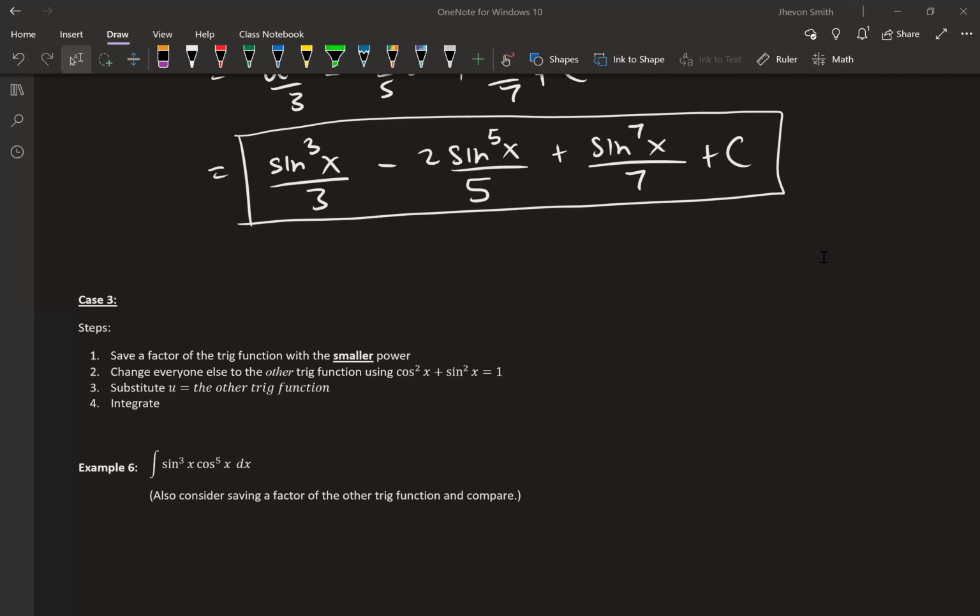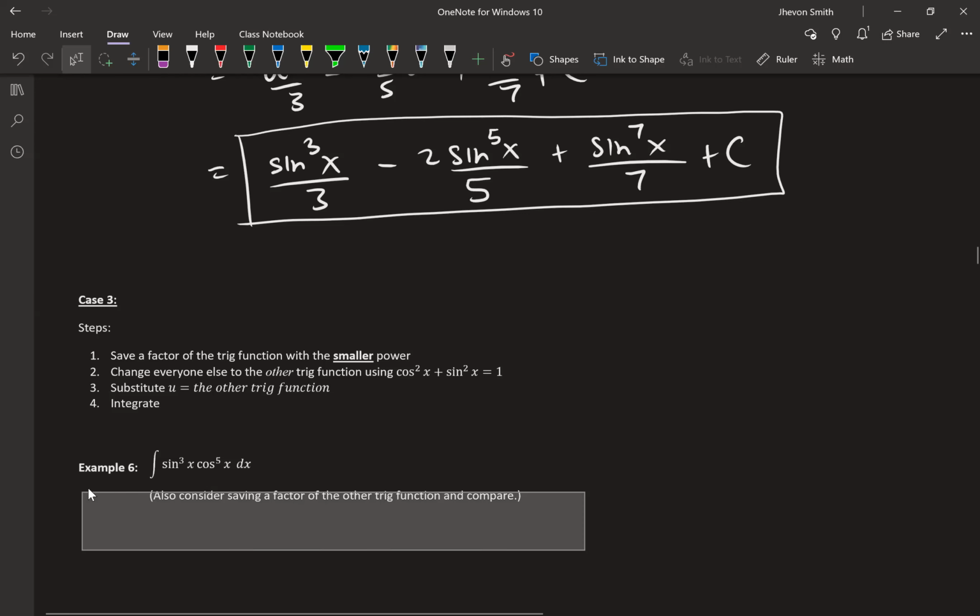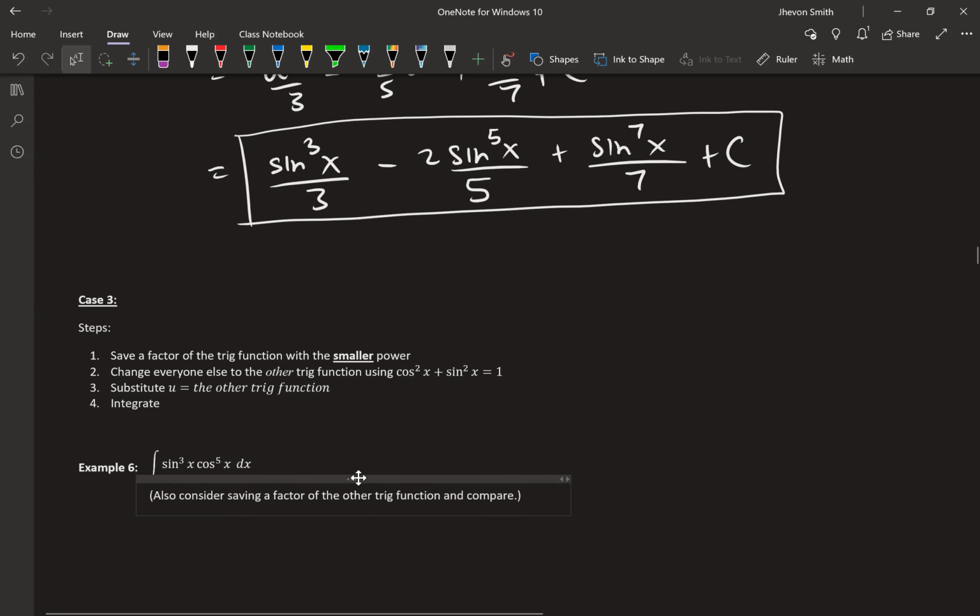So here is an example, sine cubed times cosine to the fifth. We're going to integrate that, okay? Now, in my suggestions, I do suggest saving a factor of the trig function with the smaller power. When I do that, I also want us to go the other way. What would have happened if we saved a factor of the larger power, and what would have occurred?